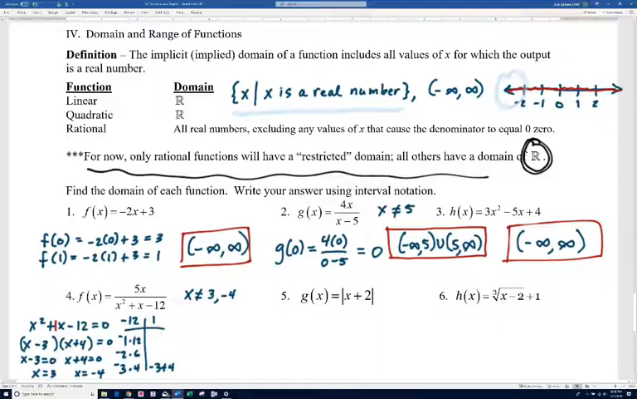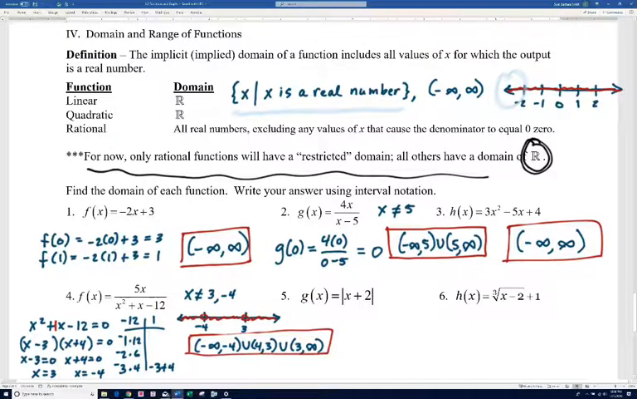So going from left to right, actually I'm going to go ahead and draw a picture here. Notice if you drew a number line, basically it's the whole number line except negative 4 and 3. So it'd be negative infinity to negative 4. And then we would do a union symbol. And then everything between negative 4 and 3. And then another union symbol, and then 3 to infinity. So it's a little bit long to write this out, but that's how you would write that in interval notation.